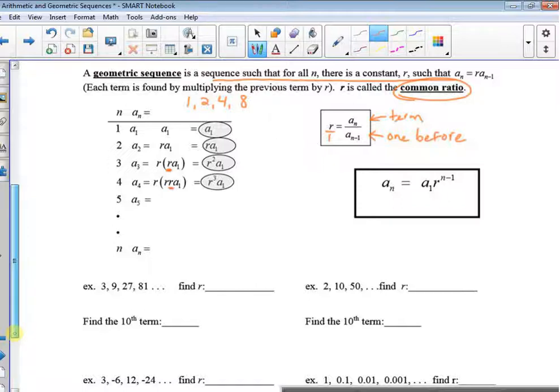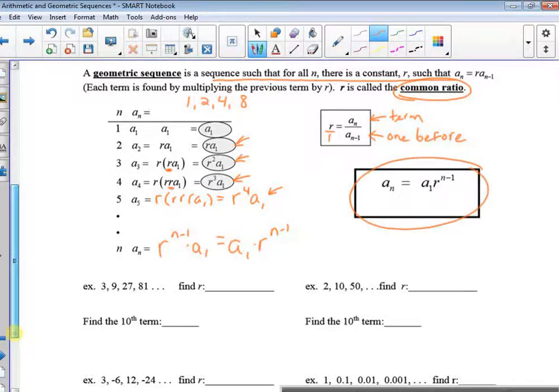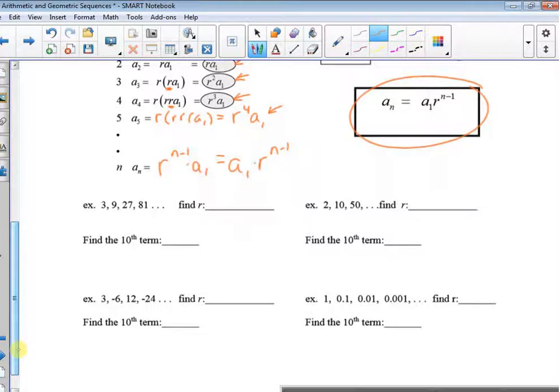And so you end up with r times a sub 1, r squared times a sub 1, r cubed times a sub 1. This one you would add on another r, r times r times a sub 1 equals r to the 4th. So it is 1 less. A sub n is going to equal r to the n minus 1 times a sub 1, and we really write that as a sub 1 times r to the n minus 1. This is the formula that you need to know for a geometric sequence to find a term.